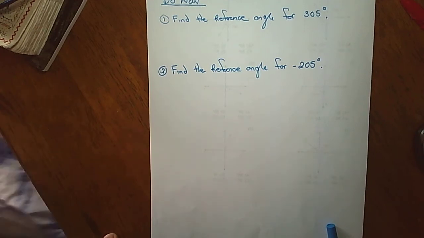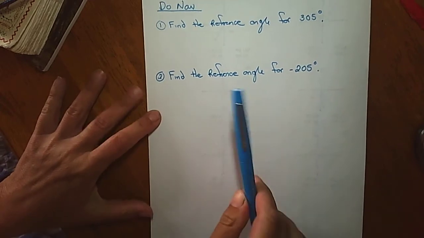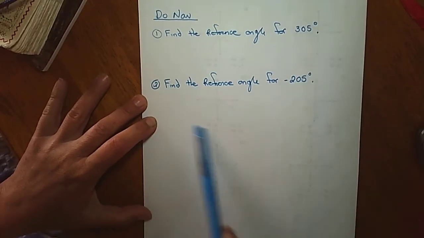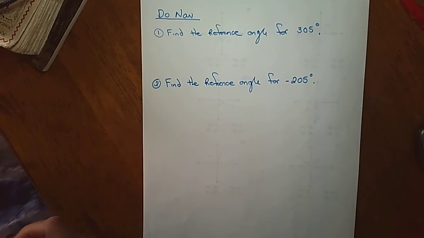What we're going to work on today is a topic called radian measure. The last time we had a video, it was on reference angles, and that's what I would like you to do first, as it's due now. Let's take a look at the two questions. The first one says, find the reference angle for 305 degrees. And number 2 says, find the reference angle for negative 205 degrees. So take a moment, give those two a try, and we'll see how you do.